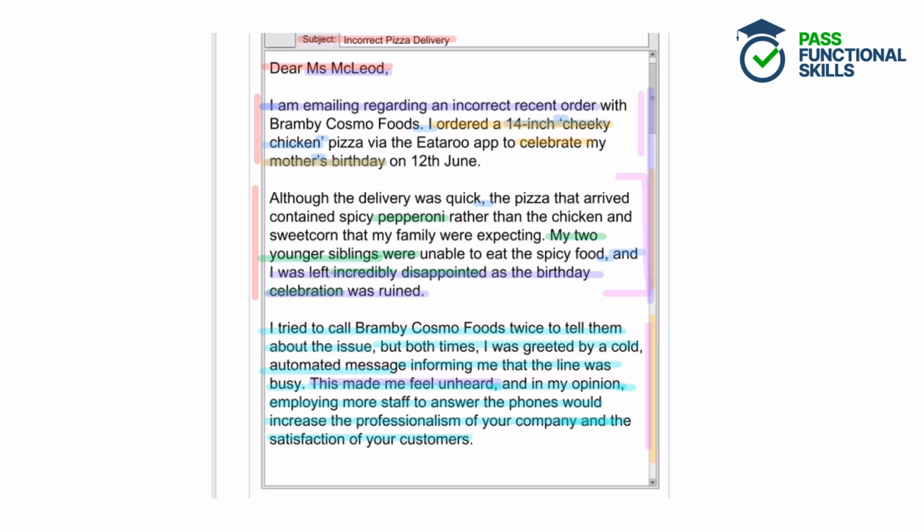So now have a go at writing your own answer to this question, and then make sure that you are checking the marking criteria to see if you've done everything that the examiner will want you to do during the exam.